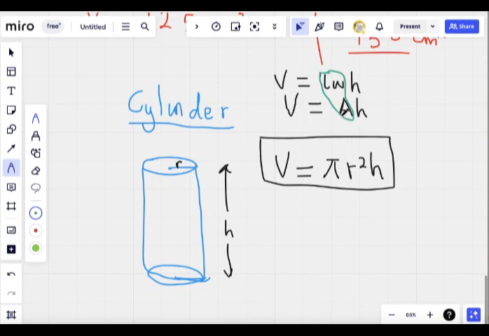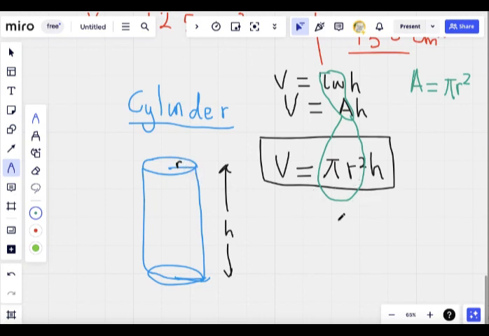Okay, that area covers this pi r square. In a cylinder, you remember the top or the bottom is a circular shape. So area of a circle is pi r square. You remember that? Area of a circle, we've done that before. So for a cylinder, to calculate the volume, you take the area of this circular part multiplied by the height, and you get the volume of the cylinder. So that's what this is.